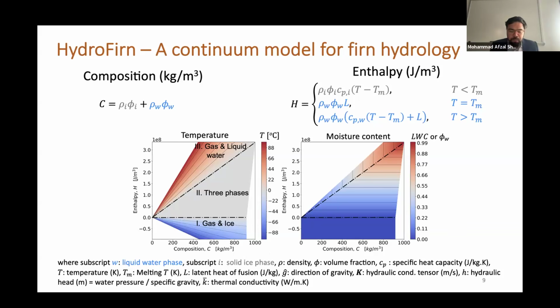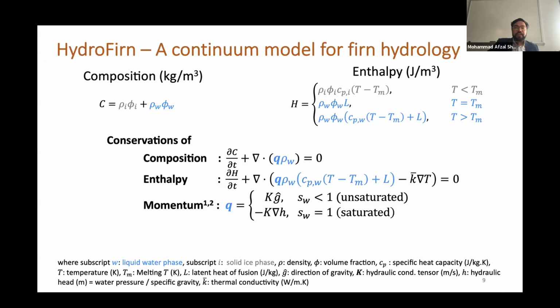The continuum firn model is basically conservation of composition and enthalpy. So there is a change in composition with time if there is a flux of liquid water. That flux of liquid water, when it moves through a certain section, is going to change the composition. And that volumetric flux of water, I will discuss in a second.